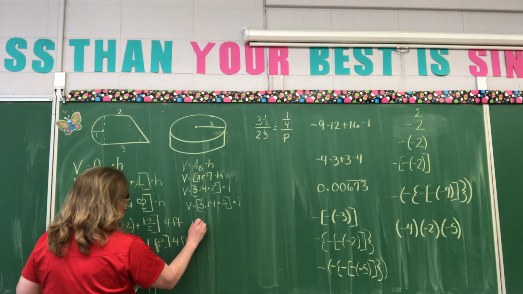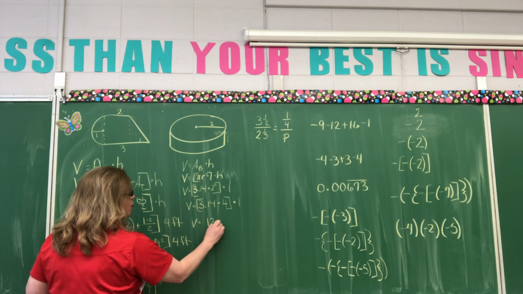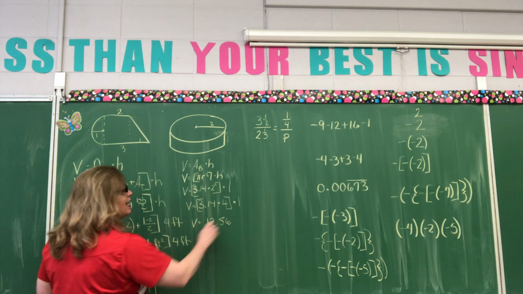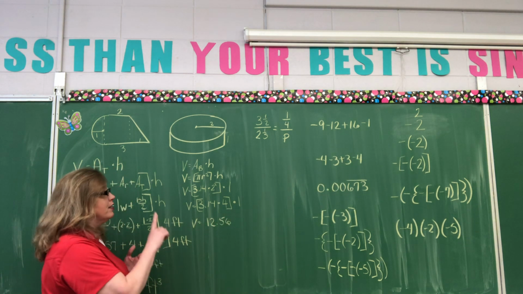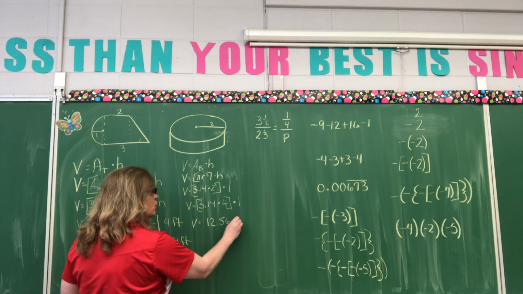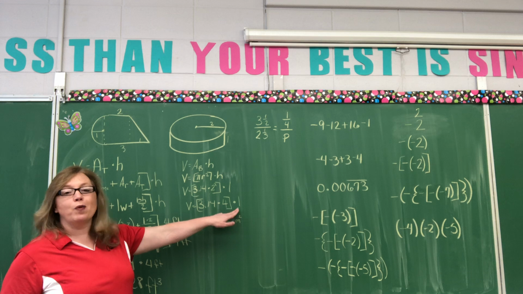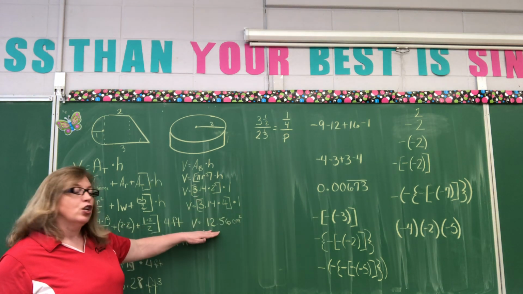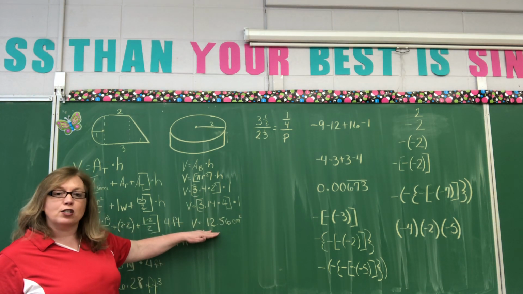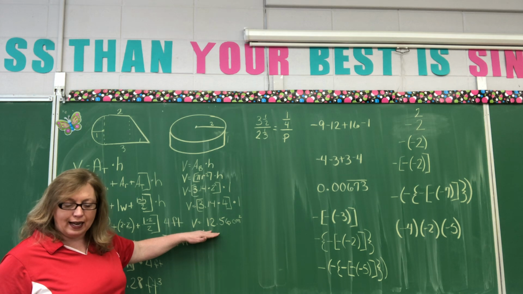The volume is going to be 12.56. Again, it's area. This one is in centimeters, so it is square centimeters, okay? When we multiplied it by 1, it didn't change our answer. So 12.56 square centimeters is the answer.